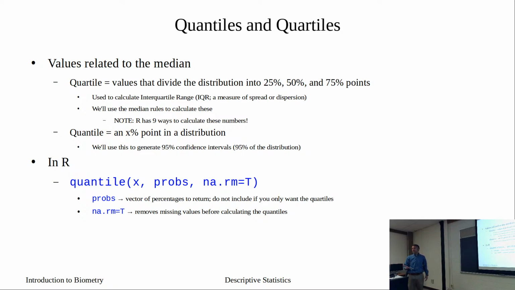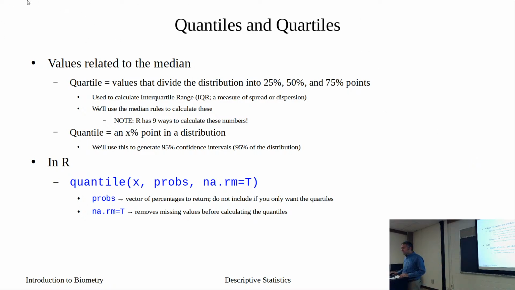0.05, which is 5%. So we're going to use those. All right, there is a quantile function in R. It's called quantile, where we give it our vector, and then we give it the vector of probabilities. And again, just like our medians, we may need to use na.rm equals T.